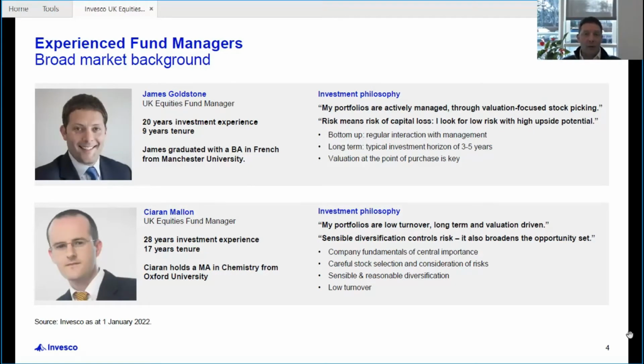And of course, at risk of stating the obvious, the fact there are two of us, we can cover more ground. It is important, though, I think, for people to know that the way that we've set the process up is that it's a joint process. Every decision is a joint decision, and that means that we're jointly accountable for every single position in the portfolio.